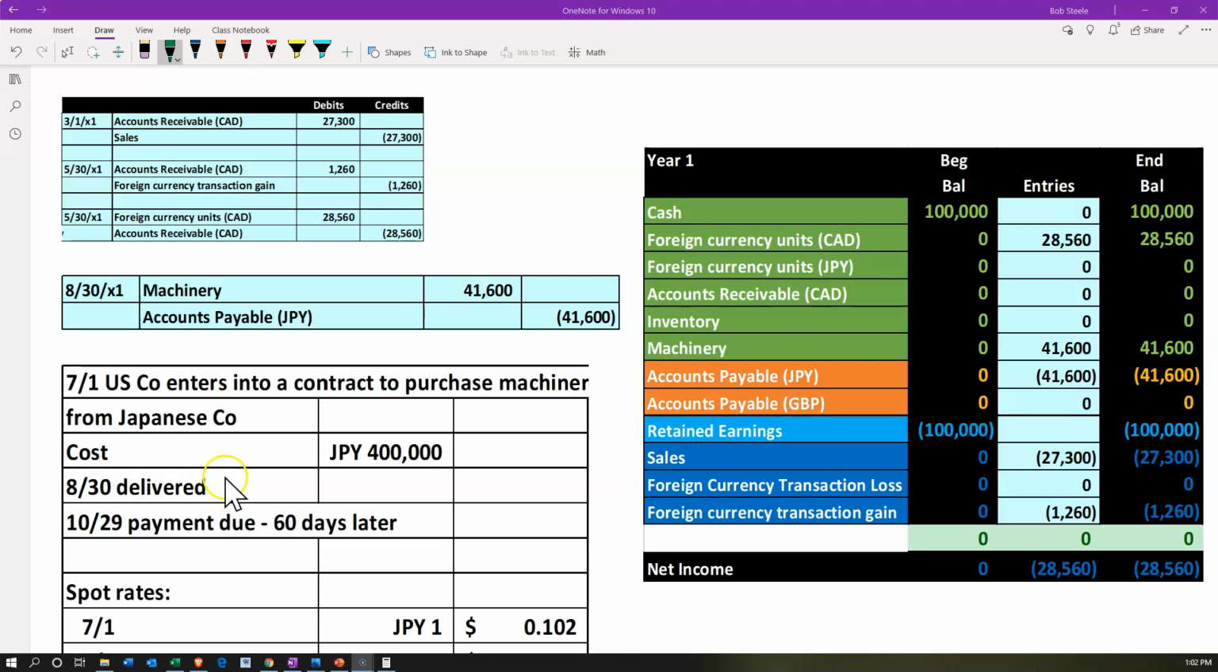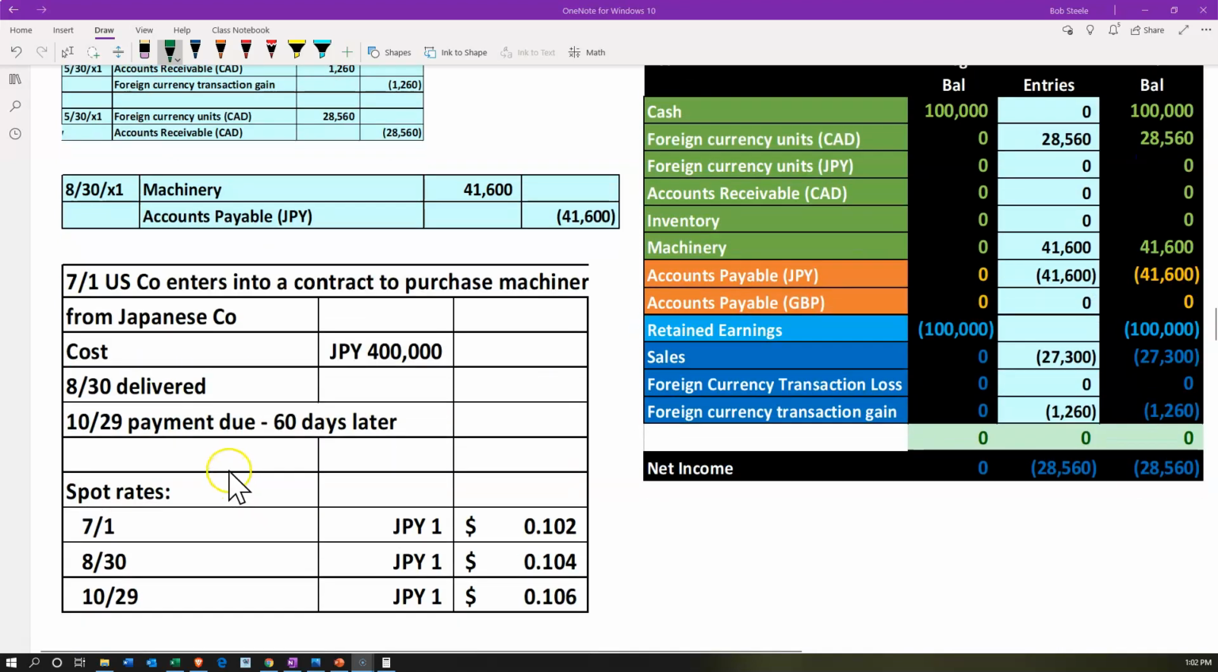So the cost of the machinery is 400,000 yen, and the delivery is going to happen on 8/30. That's when the delivery happens. On 10/29, the payment is due. That's going to be 60 days later. Here are the relevant spot rates comparing the yen to the dollar at the relevant points in time.